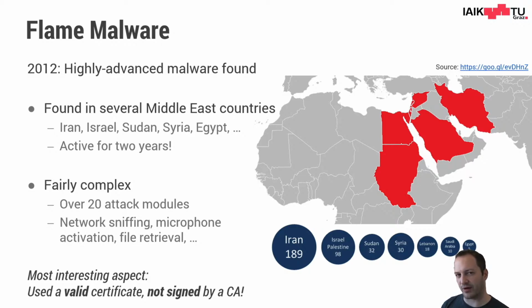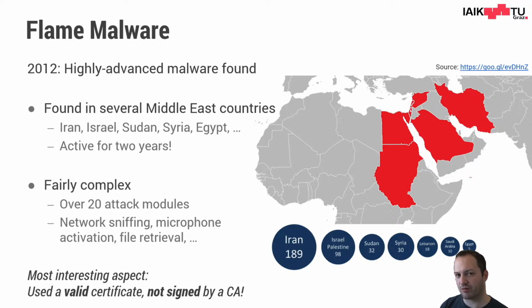The Flame malware was very advanced, and there are rumors that it can originate from the Israeli intelligence services. It's found to be used in several Middle Eastern countries, especially Iran, Sudan, but Israel was also affected, so probably they are not the authors of that malware. It's been active for 2 years. It's fairly complex. There were over 20 attack modules that can be used for network sniffing, for enabling the microphone, for retrieving whatever files, and so on.